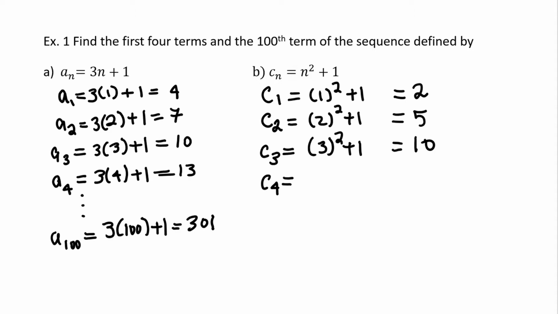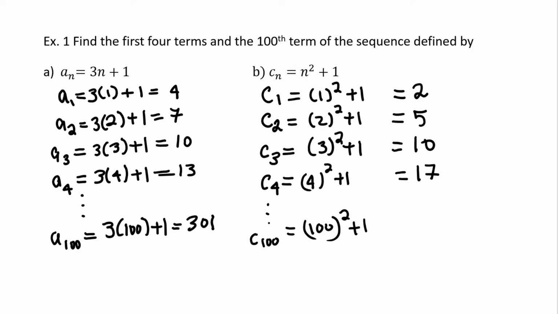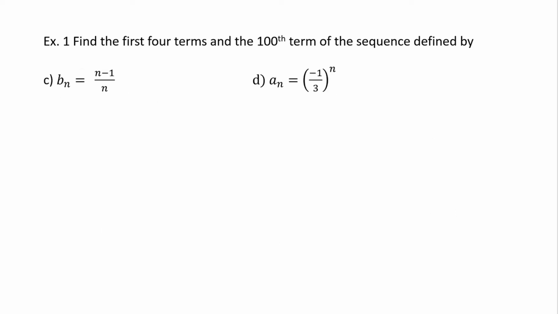C sub 4 would be 4 squared plus 1. 4 squared is 16. 16 plus 1 is 17. And C sub 100 is 100 squared plus 1. 100 squared is 10,000. Add 1 to 10,000 and you get 10,001. Continuing. B sub n is defined as the quantity n minus 1 divided by n.